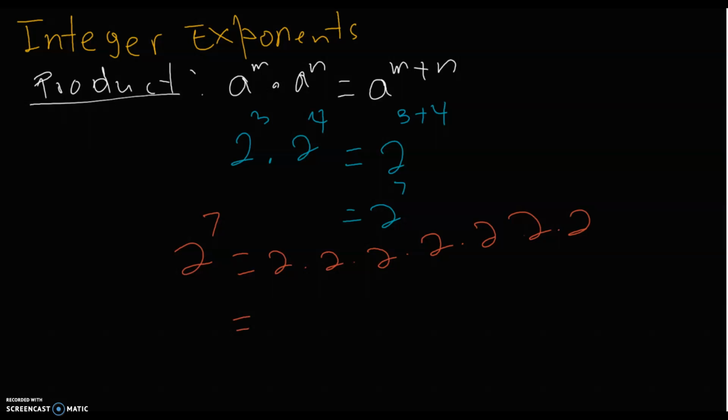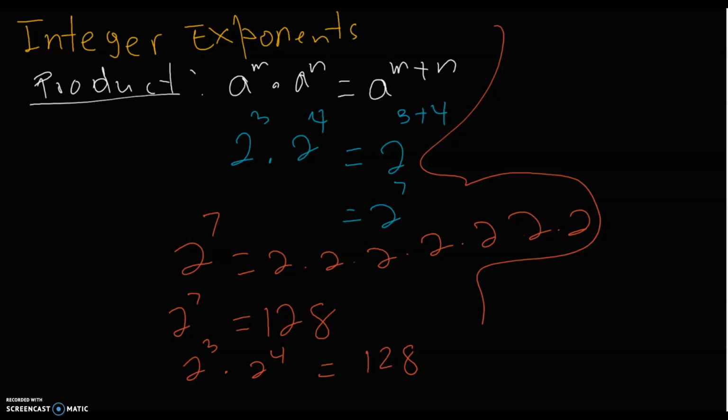So 2 times 2 is 4, 4 times 2 is 8, 8 times 2 is 16, 16 times 2 is 32, 32 times 2 is 64, and 64 times 2 is 128. So 2 to the seventh power is 128. That means 2 to the third power times 2 to the fourth power will give you 128. So let's do another example where we can use different numbers.